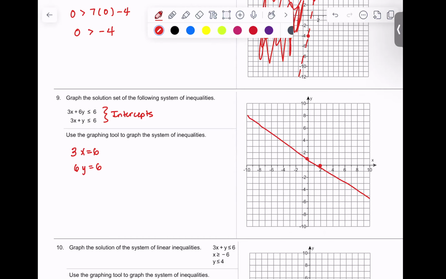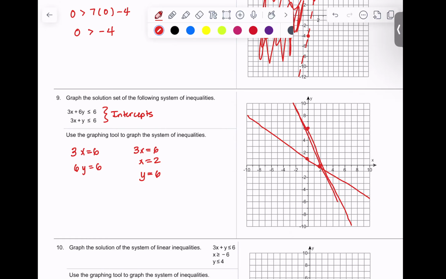Then I'm going to graph the second line. I have 3x is equal to 6, so x is 2. So again, the x-intercept is 2. And then we have y is equal to 6. So we're going to graph that line. Use your imagination that it's perfectly straight.